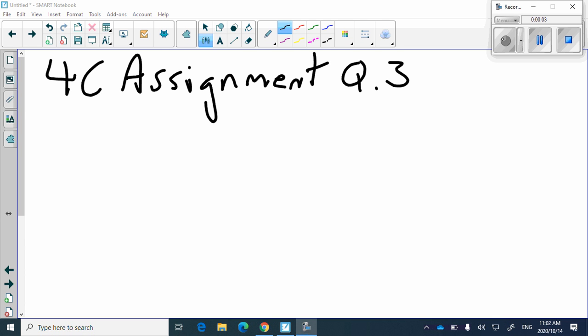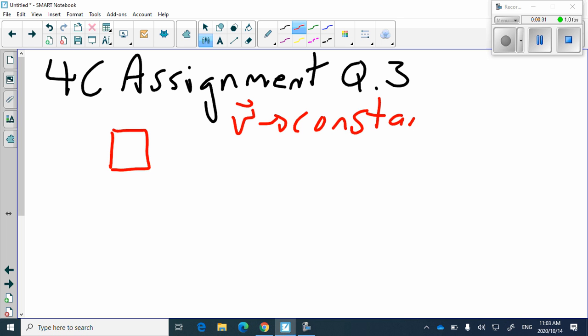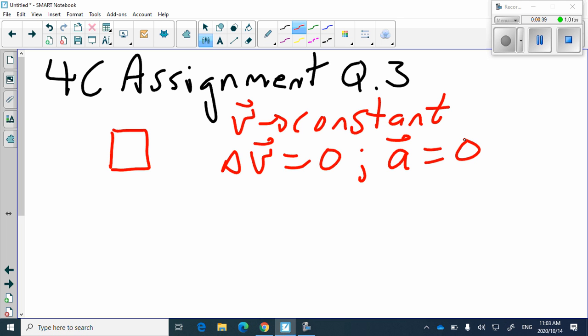Okay, kids, we're back. 4C assignment question 3. It says a parachutist is falling with a constant speed straight downward. So I'm going to draw the parachutist. I'm quite an artist. There's the parachutist, right? That's how we draw things. And it's falling at a constant speed. That means, and it tells you the direction is down, that means the velocity is constant. That means the change in velocity is equal to 0. If there's no change in velocity, it means it's not speeding up, not slowing down, but the acceleration is 0.